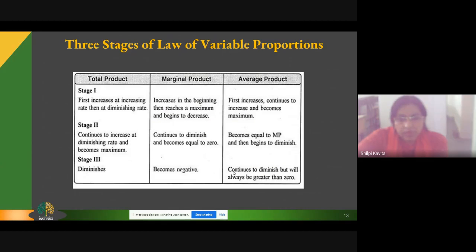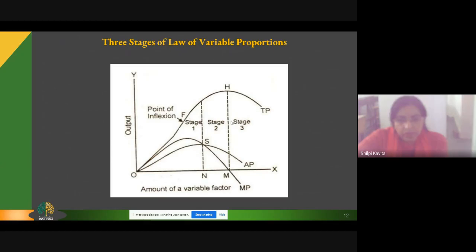And the average product equals the marginal product, then begins to diminish. After the average product and marginal product intersect, the average product starts declining. And in stage 2, you can see it is still declining, and the marginal product is 0 at the end of stage 2.